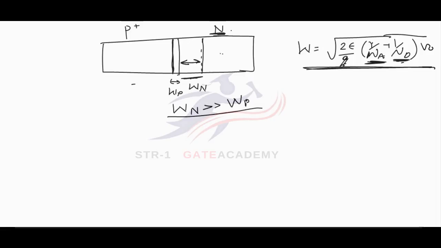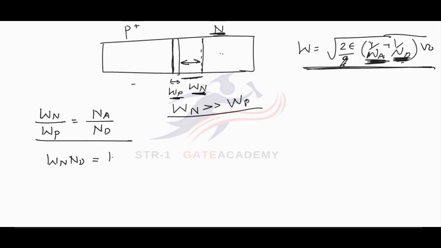And also in a step graded PN junction, the depletion layer width on both the sides and the doping concentration on both the sides are related by the equation which is called charge neutrality equation, which is Wn upon Wp equal to Na upon Nd. This equation can also be written as Wn into Nd equal to Wp into Na. This equation is very important. 2-3 times problems have been asked on this equation.